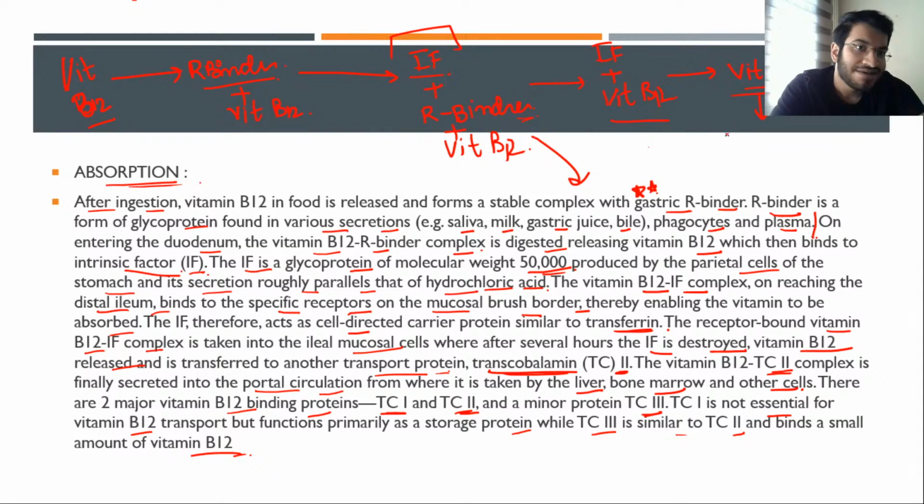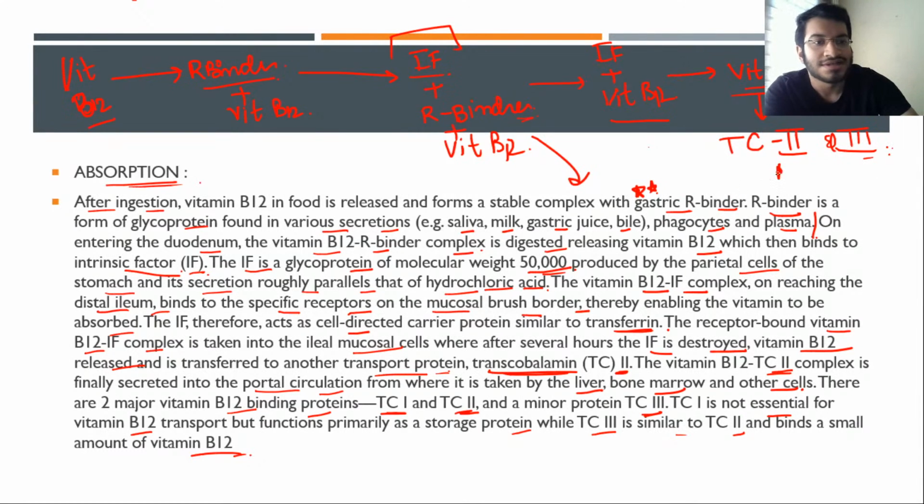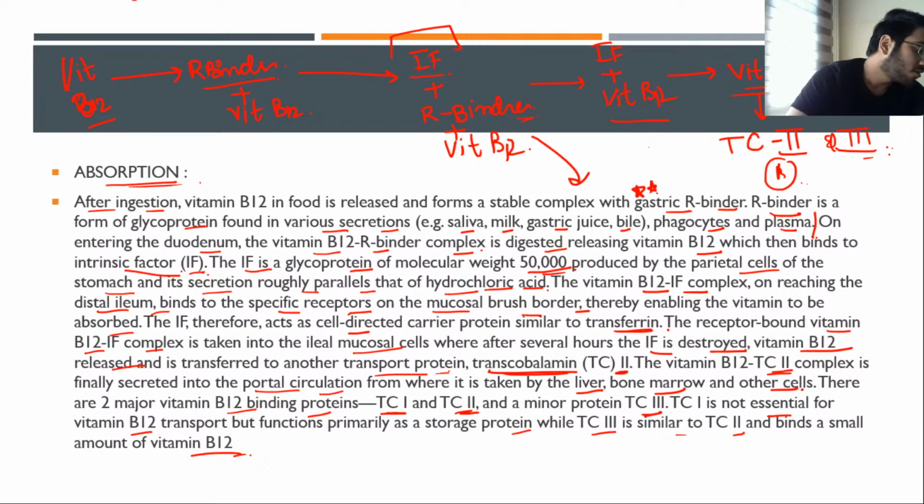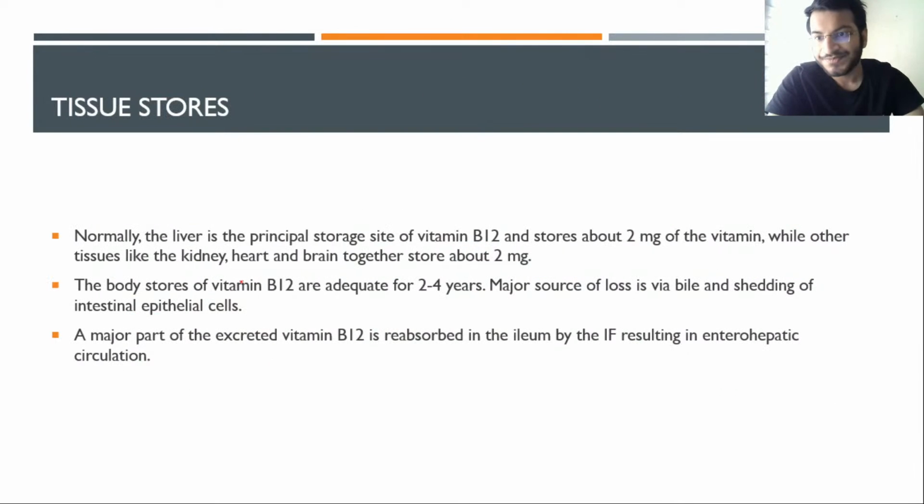नाउ दिस वाइटामिन B12 इज ट्रांसपोर्टेड बाय द ट्रांसकोबालामीन 2 एंड 3, राइट, और पोर्टल सर्कुलेशन में जाकर लीवर में, बोन मैरो में और वहां तक पहुंचा देता है. देन नाउ टिश्यू स्टोर्स. Normally, the liver is the principal storage site of vitamin B12 and stores about 2 mg of the vitamin, while the other tissues like the kidney, heart, brain together store about 2 mg.